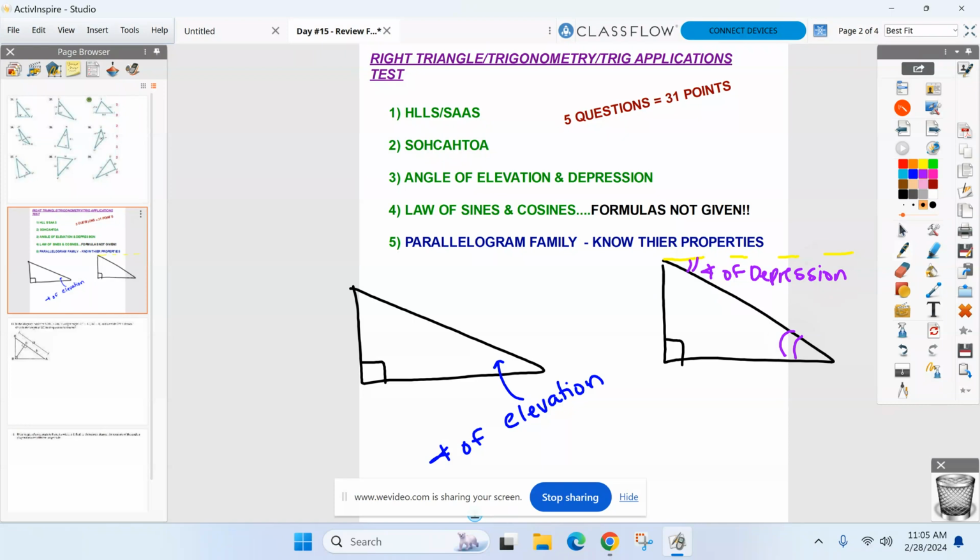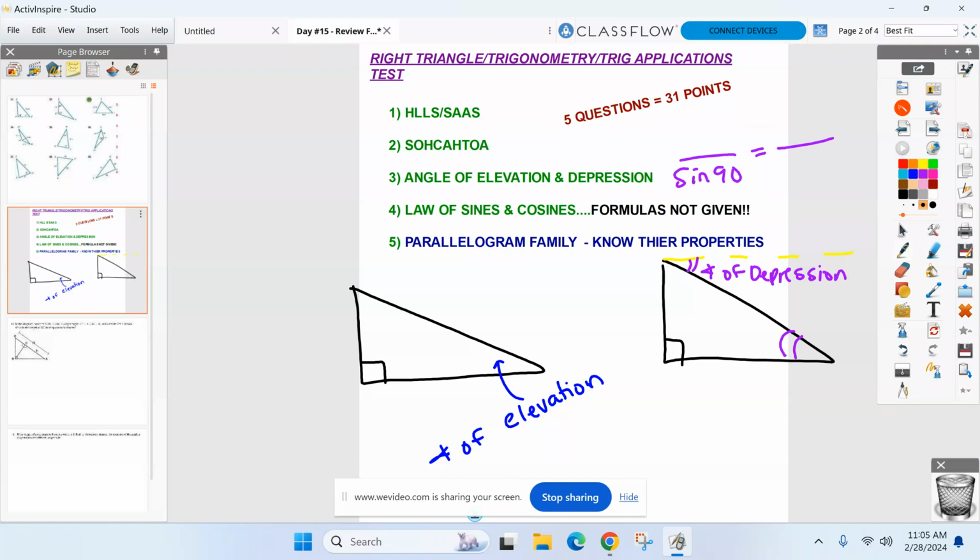You will have to use law of sines and cosines. We spent the last 3 classes on that, but I'm not going to give you the formula. That's up to you. Reminder, this can be used on a right triangle or a non-right triangle. If you're using law of sines, it's okay to put sine of 90 down there. So it can be used on a right triangle or a non-right triangle.